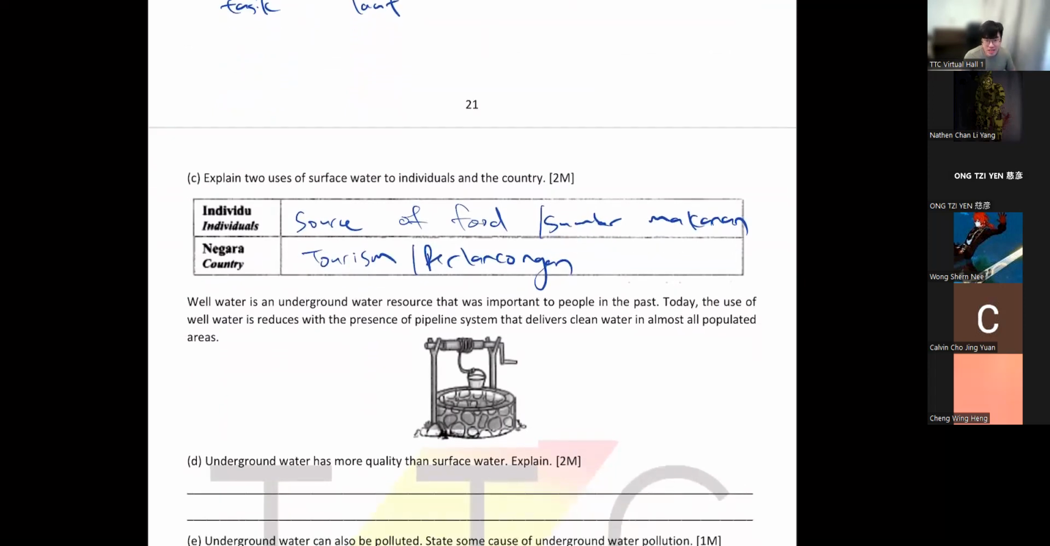Oh, to generate electricity. You know, hydroelectric. Yes, yes. Menjana kuasa hydroelectric. Yes, I accept. Any answers that make sense?